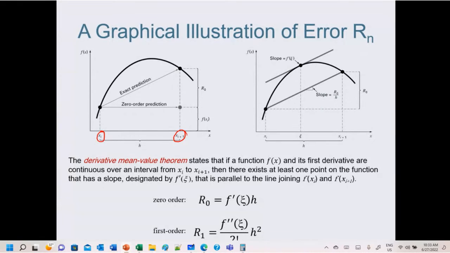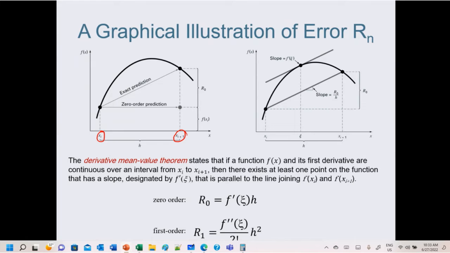There are some functions that break, like the tangent function. It goes like this, then it becomes discontinuous. So between here and here, the function is discontinuous. So it's not a function like that, but it's a continuous function, and the derivative is also continuous. Then the theorem states that there is at least one point on the function which has a slope equal to the parallel line joining the f of xi and f of xi plus 1.